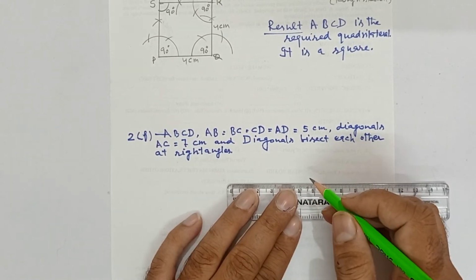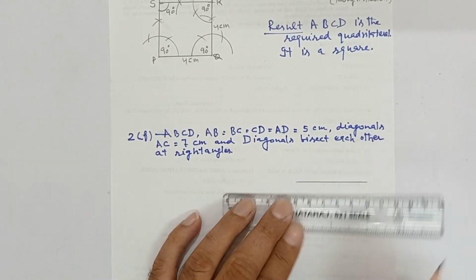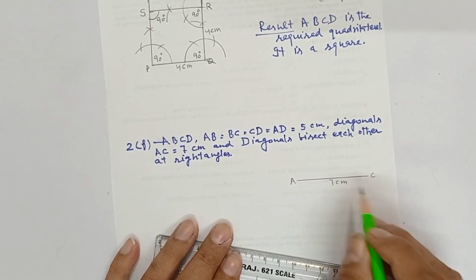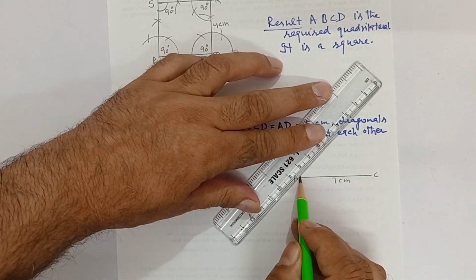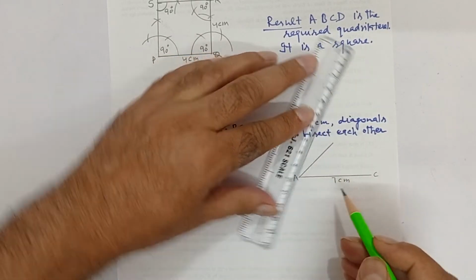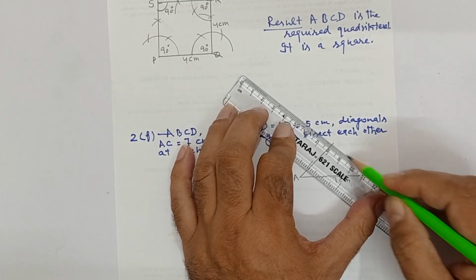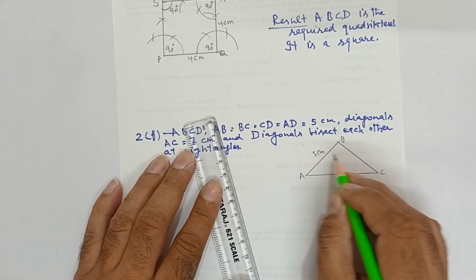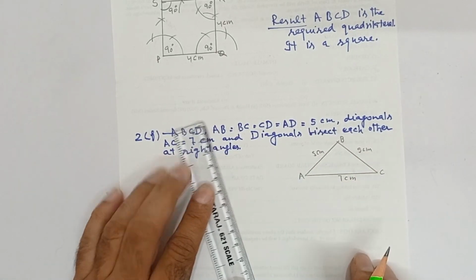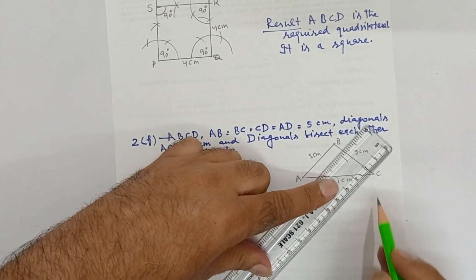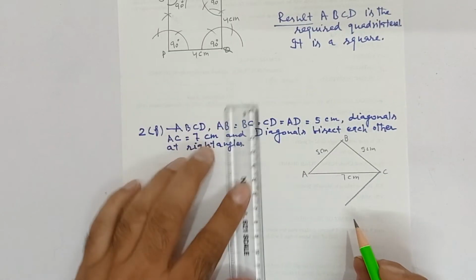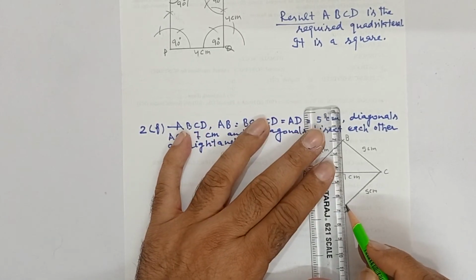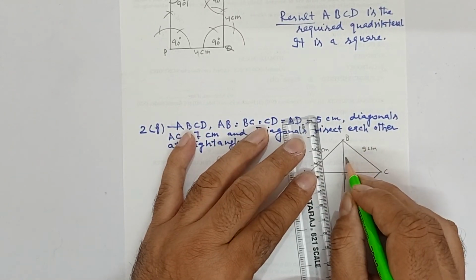So see, I am taking here one diagonal which is given, that is AC, 7 centimeter. And AB, BC are given. This is B point. AB is also 5 centimeter, this is also 5 centimeter, and even CD is also 5 centimeter. And the other diagonal, this BD, is 7 centimeter.